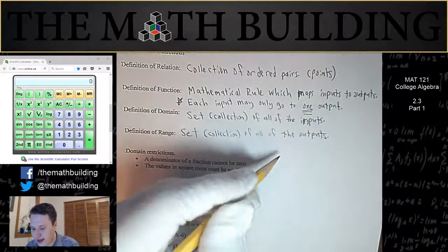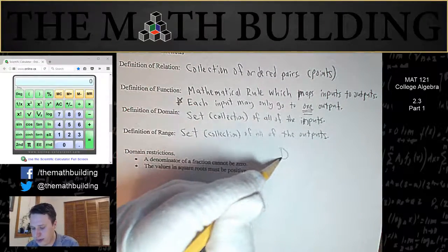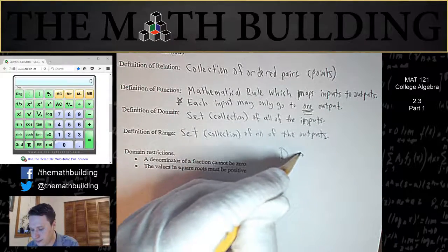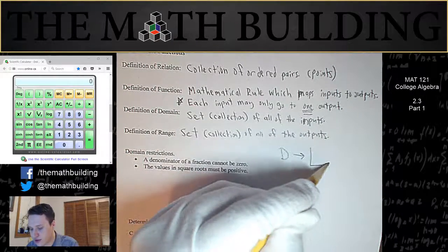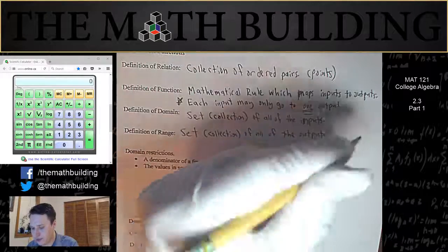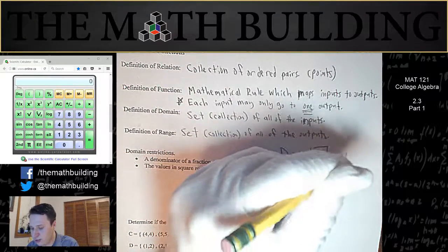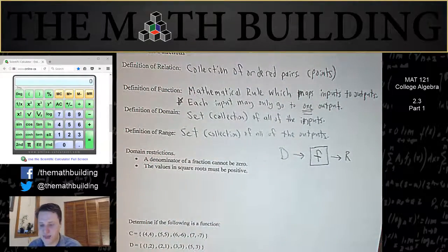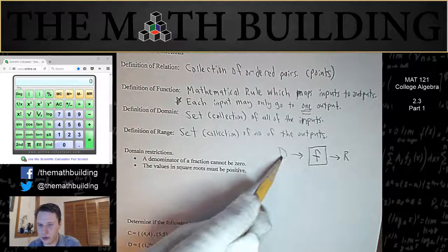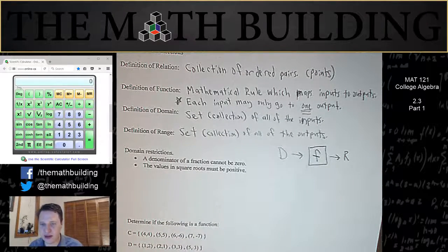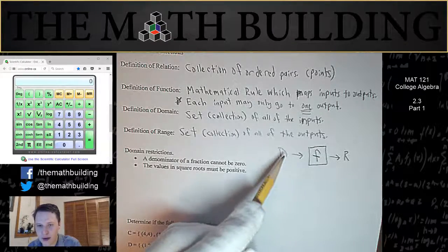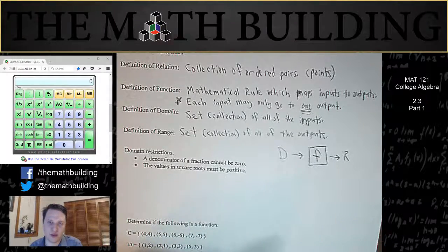So basically what we have with our function is we have our domain, our set of points, that's going to go into the function machine. And that function machine is going to do math to them and other things. And that is going to give us our range. So the domain goes into the function, which spits out the range. But each domain point can only go to one range point.